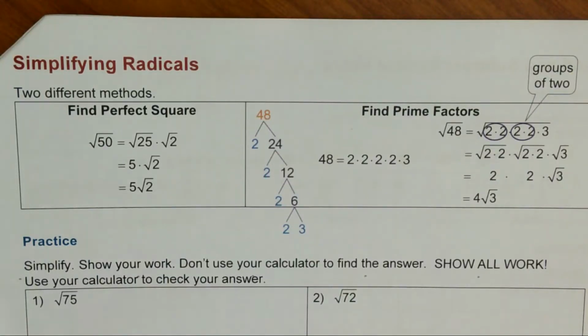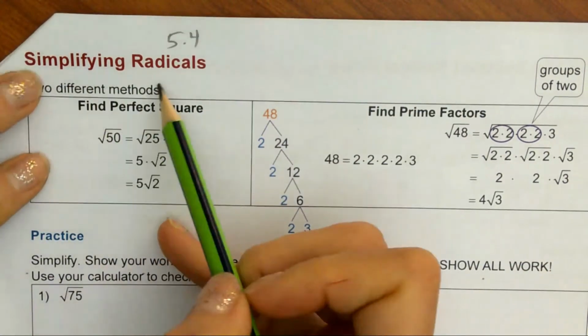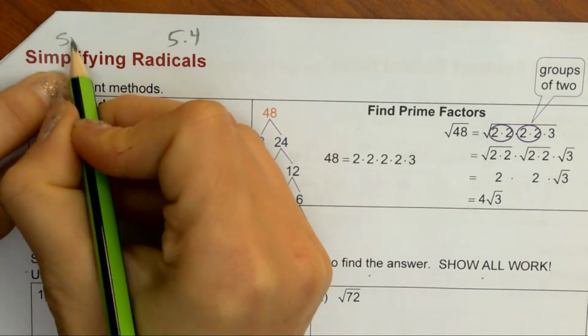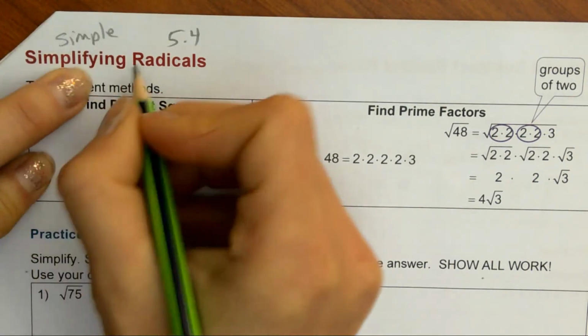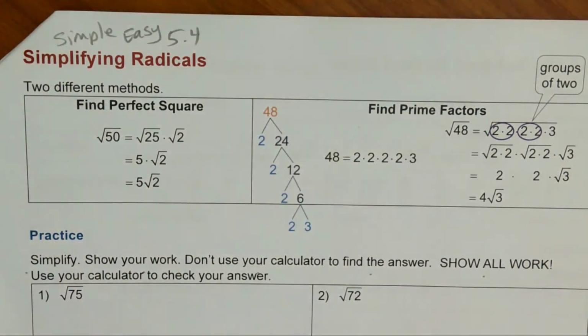Okay, so we're still in book 5.4, and now we have to simplify radicals. Simplify just means to make more simple, and simple is the same as easy. So we just want to make the radicals more easy to look at and to play with. Okay, let me just sharpen my pencil.